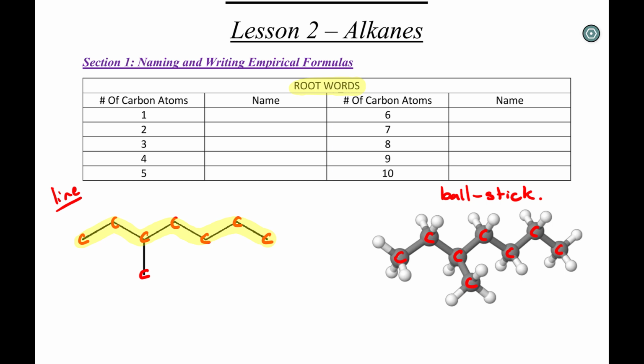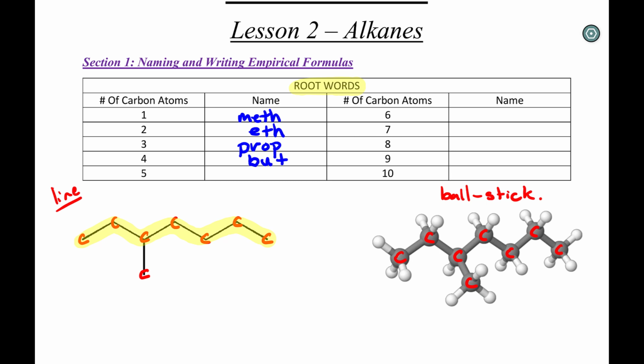If I have 1 carbon, it's called meth. So methane would have 1 carbon in it. If I had 2 carbons, it's eth. Ethane would have 2. If it's 3, it's called prop. Propane has 3 carbons in the main chain. 4 is but, like butane.